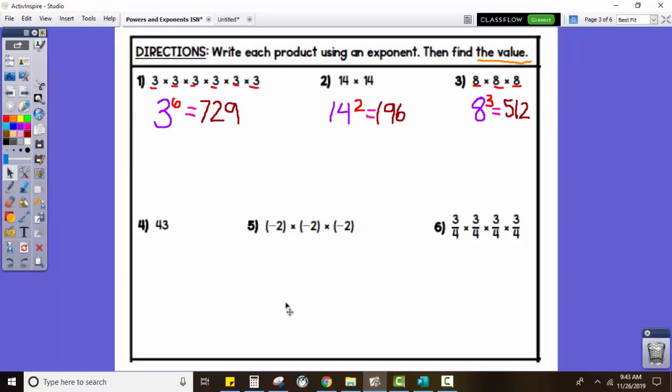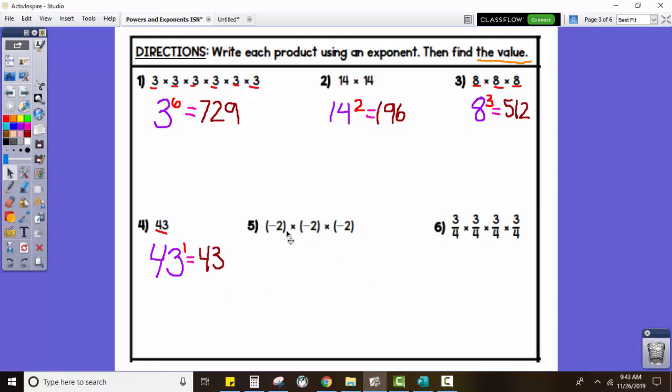Okay, number 4. 4 is a unique one. I see my base is 43, and it was only multiplied 1 time. So 43 to the 1st power. I don't need to use a calculator for this because I'm not multiplying 43 by anything. The answer is just 43. That's the value of it.